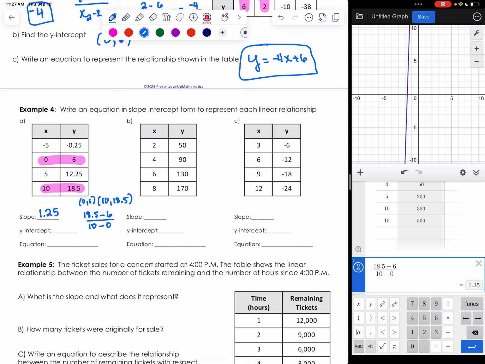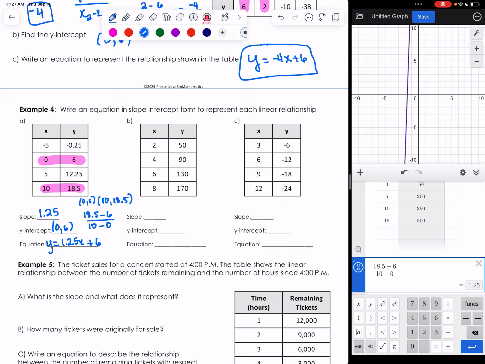Now, the y-intercept occurs wherever x equals 0, so our y-intercept in this problem is (0, 6). And then we're going to put those together to write an equation. y equals 1.25x plus 6.